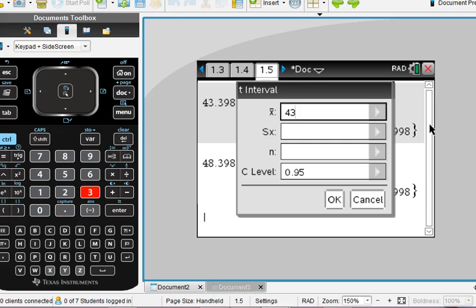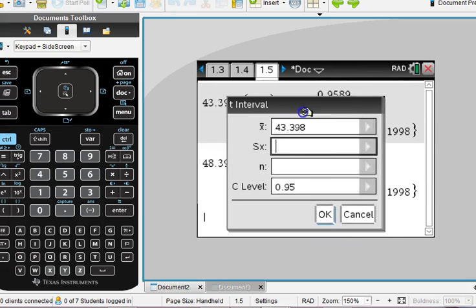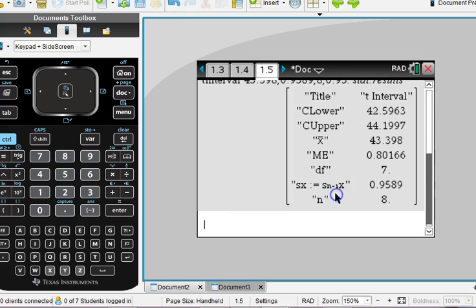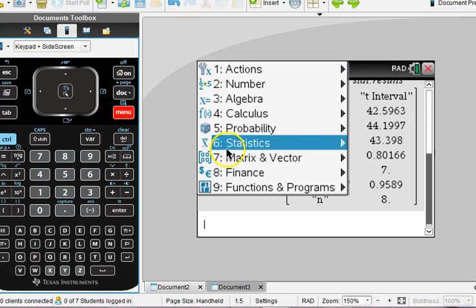So I have the 43.398. I have the standard deviation. Let's see, what was that? That was 0.9589. My sample size was 8 and my confidence level is 95. So this gives me my interval. I think I typed in the wrong thing again. Dang it. Let's try this again.